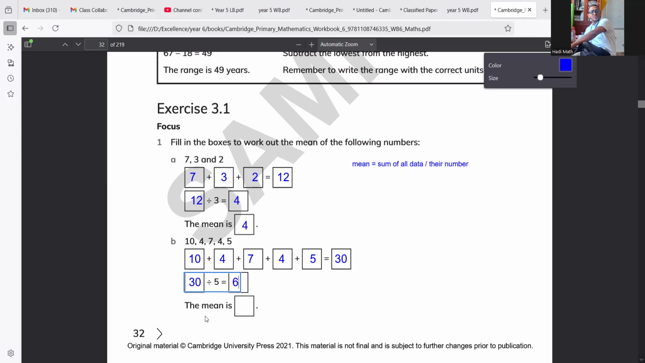So the mean is equal to 6. This is how you find the mean. Remember all the time, mean is equal to the sum of all data divided by their number. This is what you need to know: you add all of them and divide by their number.